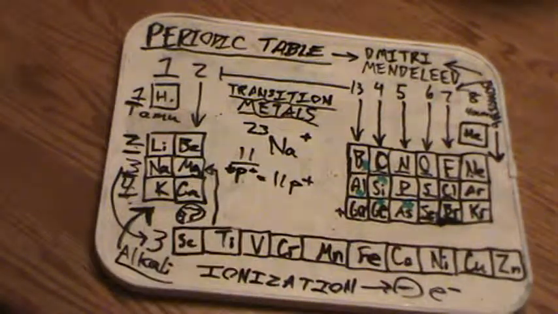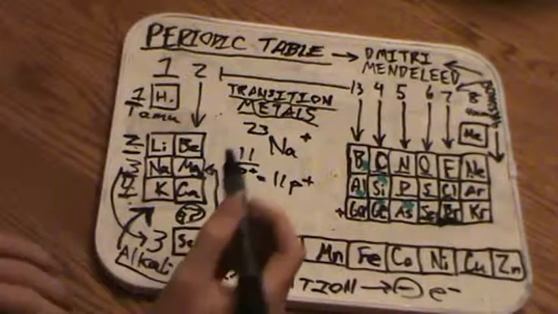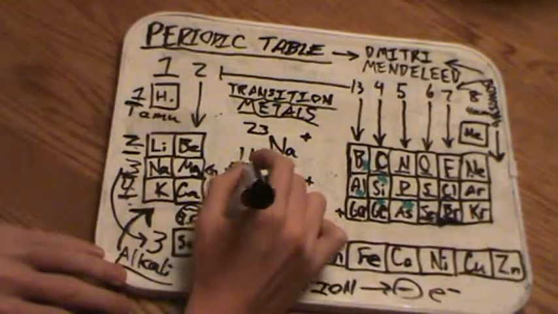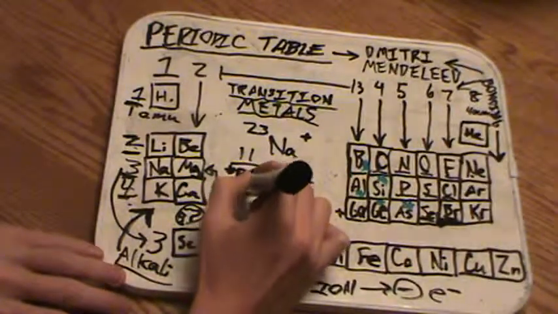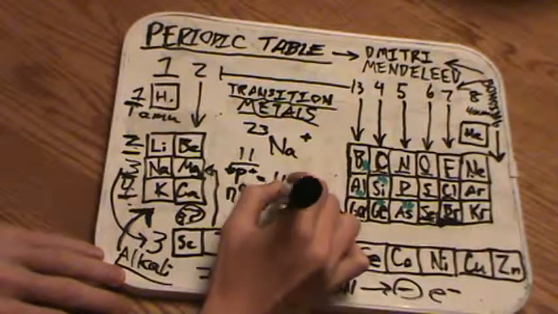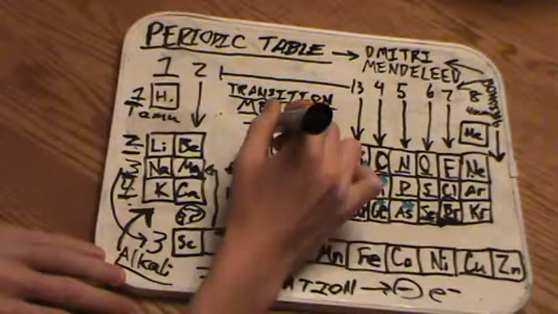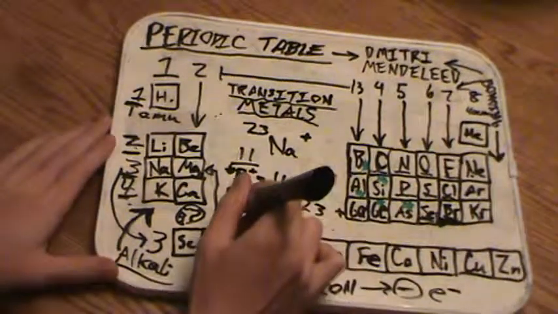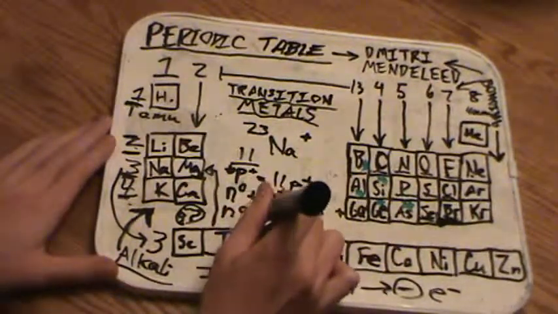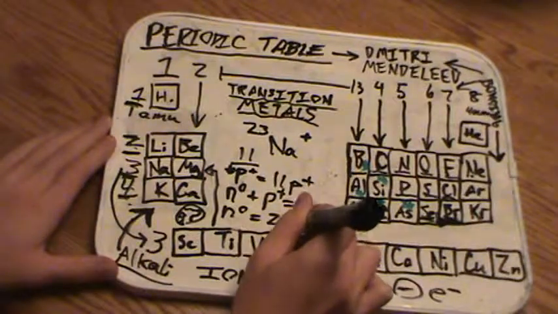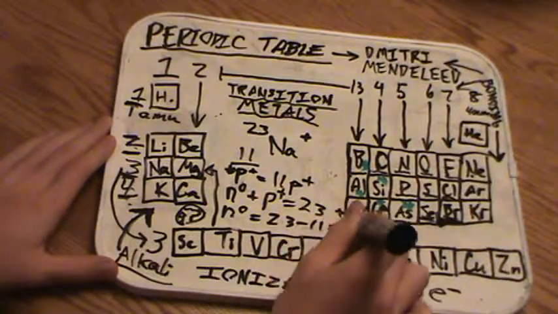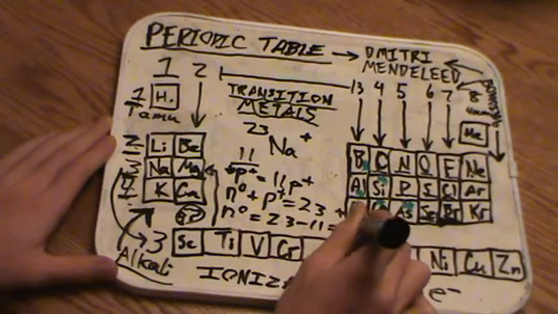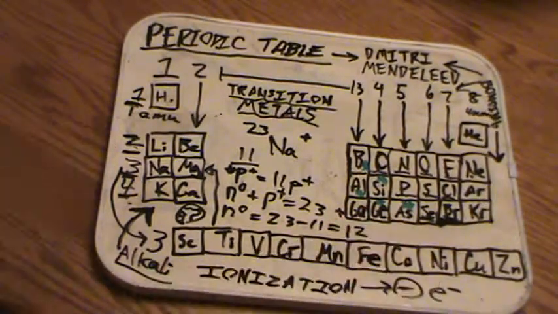And we know the atomic mass units, the 23, is the sum of the number of protons and the number of neutrons. So we have the number of neutrons plus the number of protons is equal to 23. Well, we know that the number of protons is 11, so therefore the number of neutrons is equal to 23 minus 11. Let's do some math here, and we get 12 neutrons.